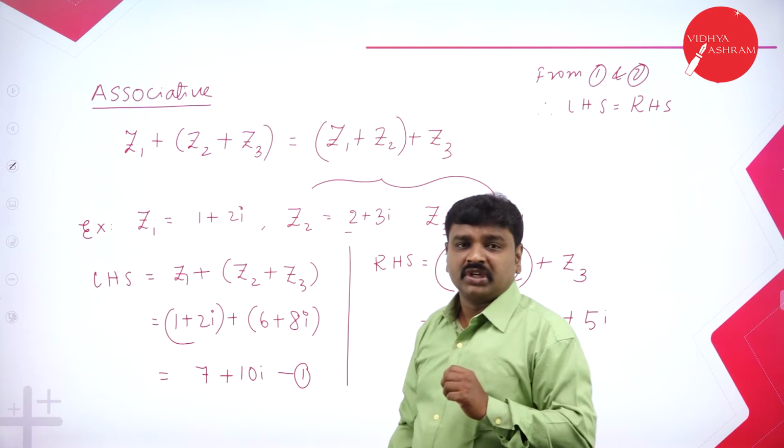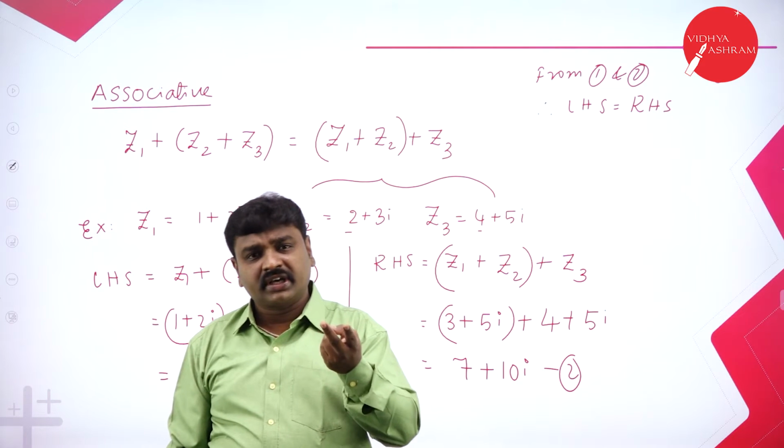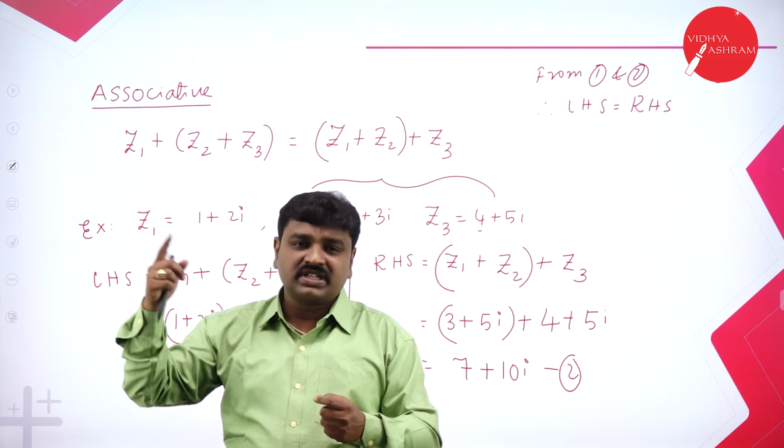This is associative. First we proved closure. Closure means what? Take any two complex numbers and add them. Result is a complex number.